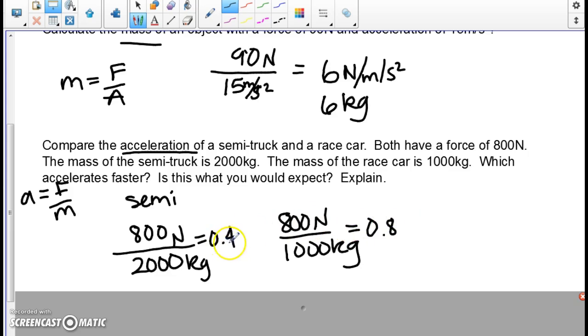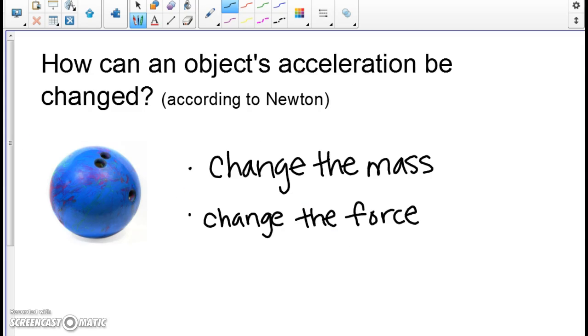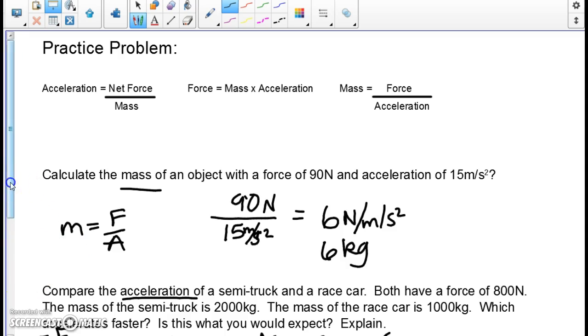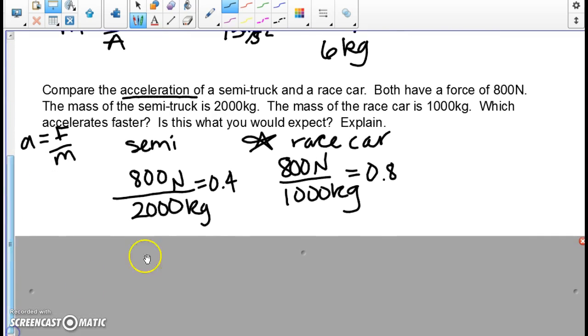So if we think about this in terms of which one's accelerating faster, my race car is the winner. So just like if I go back to my bowling ball idea, if I have a smaller ball, it's going to be easier to send it faster down the lane. All right, and let's go to our last question here.